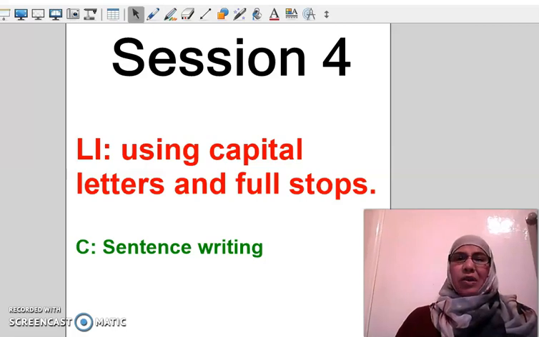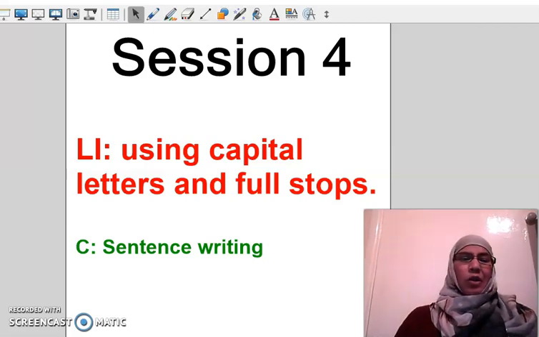We're going to continue with the work that we've been doing all week, so the learning intention for today's lesson is using capital letters and full stops. And the context of today's lesson is actually sentence writing.